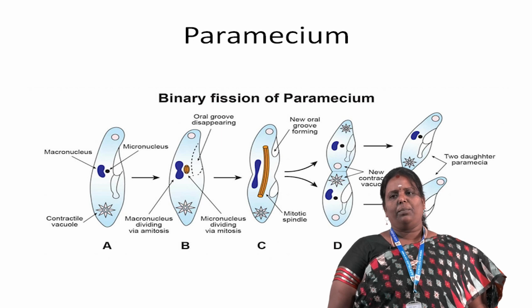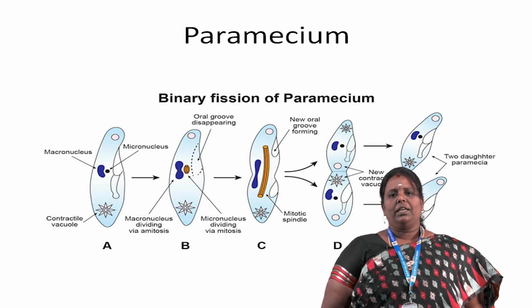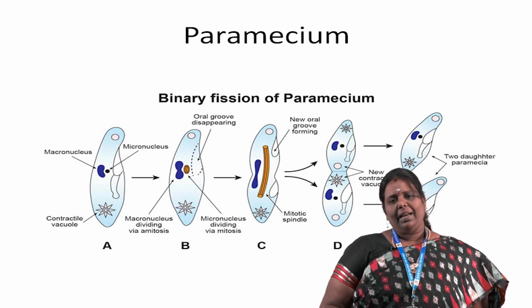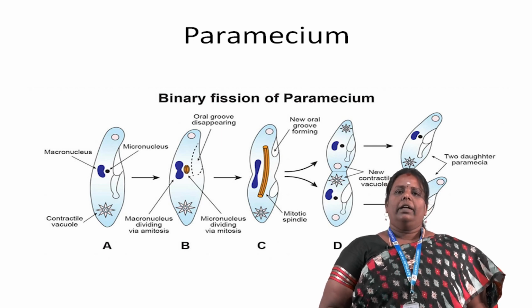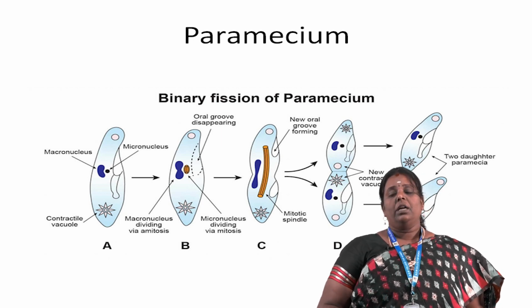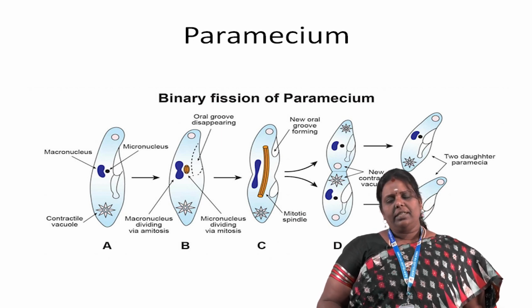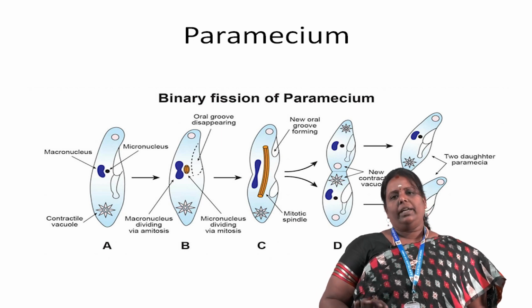One is asexual reproduction, another one is sexual reproduction. During asexual reproduction, the male and the female gametes do not participate; only the body divides. That is called asexual reproduction. During sexual reproduction, male and female gametes are involved and produce a zygote. That is called sexual reproduction.